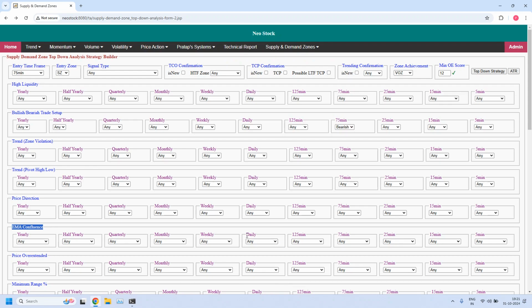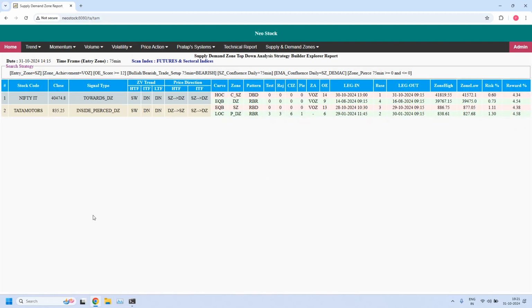So that's why in the EMA confluence at daily time frame, I am looking for daily supply zone with daily EMA confluence. 2 stocks are filtered. These 2 are very high probability setup. Earlier we got 3. Those 3 are high probability setup. Compared within those 3, these 2 are even more high probability. That way you have to understand the supply zones.